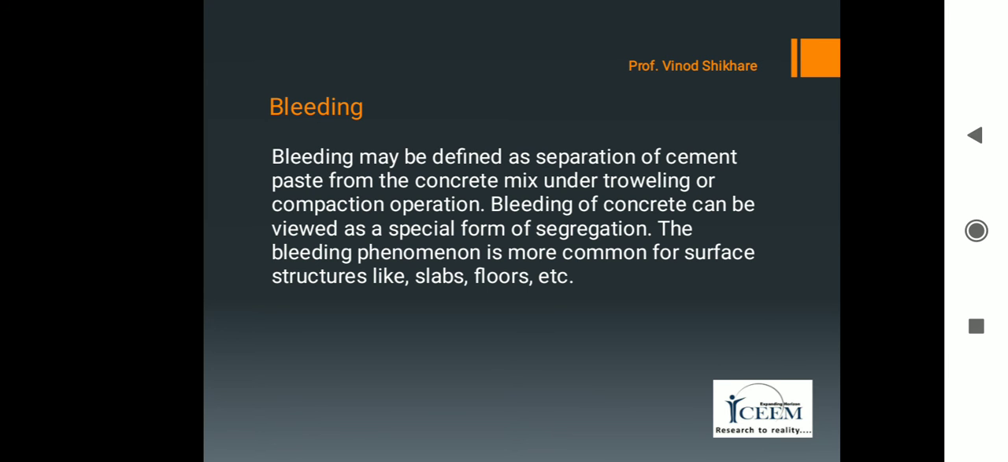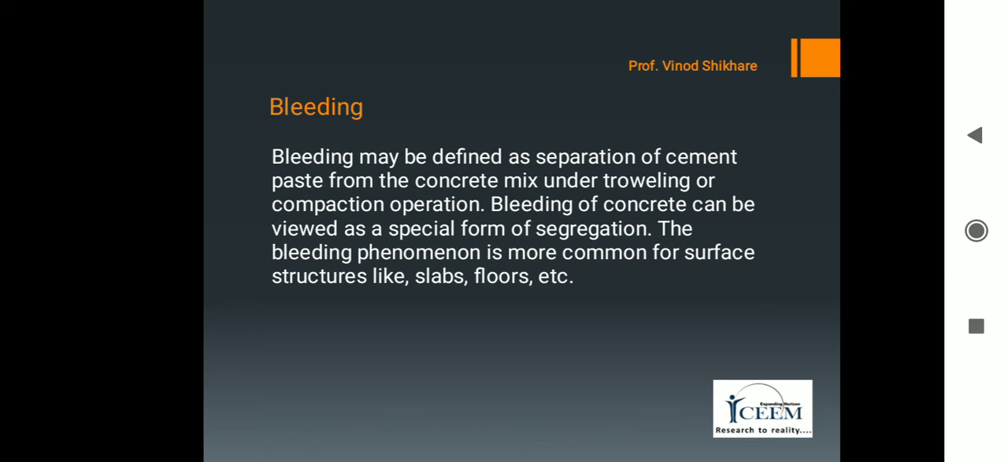The next part is bleeding. Bleeding may be defined as separation of cement paste from the concrete mix under troweling or compaction operation. Bleeding of concrete can be viewed as a special form of segregation. The bleeding phenomenon is more common for surface structures like slabs, floors, etc.